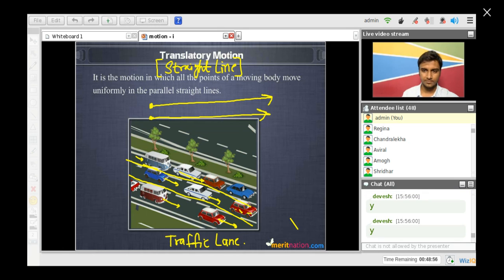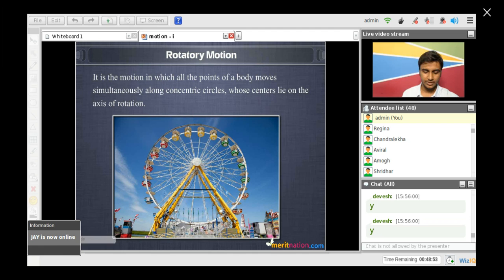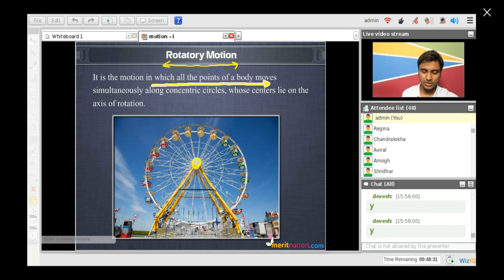Let's move ahead. What is rotatory motion? It is the motion in which all the points of the body move simultaneously along concentric circles whose center lies at the axis of rotation. This is the example of rotatory motion.